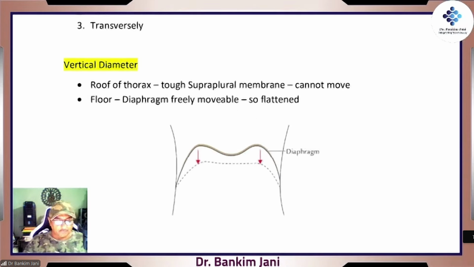First, the vertical part, this is the easiest thing, and that is because of the diaphragm. The root of the thorax, the tough suprapleural membrane, cannot move. This above part is quite tough. It cannot move, because the structures which will be passing through the suprapleural membrane, when we learn the anatomy, it is all a tough structure. Now nothing can be moved. The floor, this is moved, by the diaphragm. So the diaphragm can easily move.